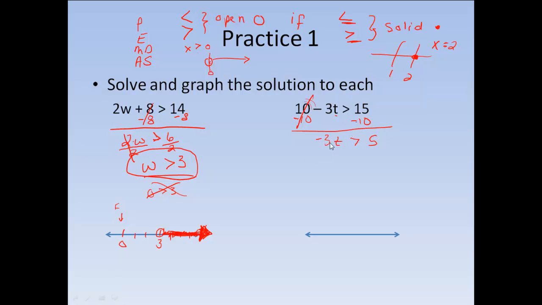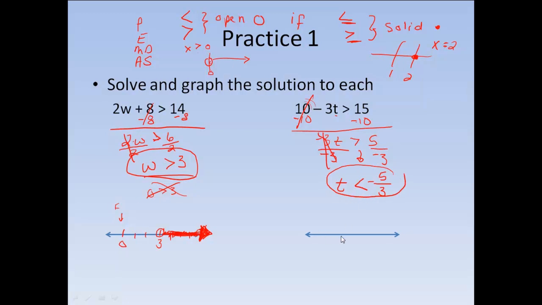Okay, now at this step I need to get rid of timesing by negative 3, so I have to divide both sides by negative 3. And here is where my sign is going to flip. Because I'm dividing by a negative, I have to flip my sign. On the left side I have t, but now instead of greater than, I have to flip that sign around to be less than. And I'm going to leave it as negative 5/3.